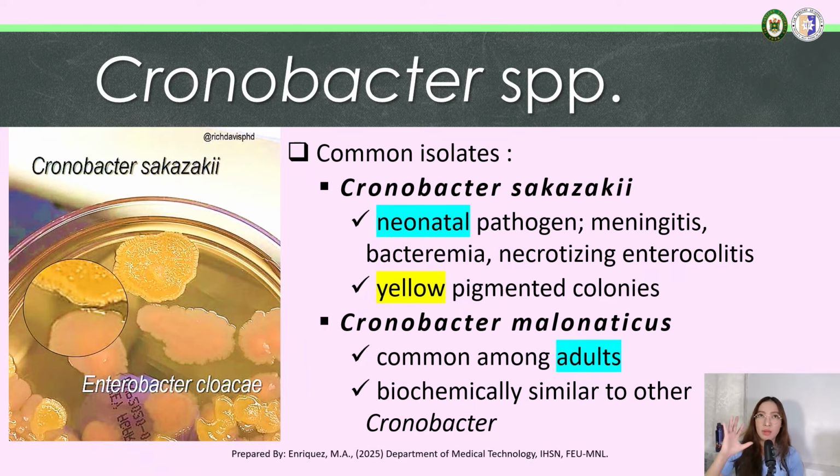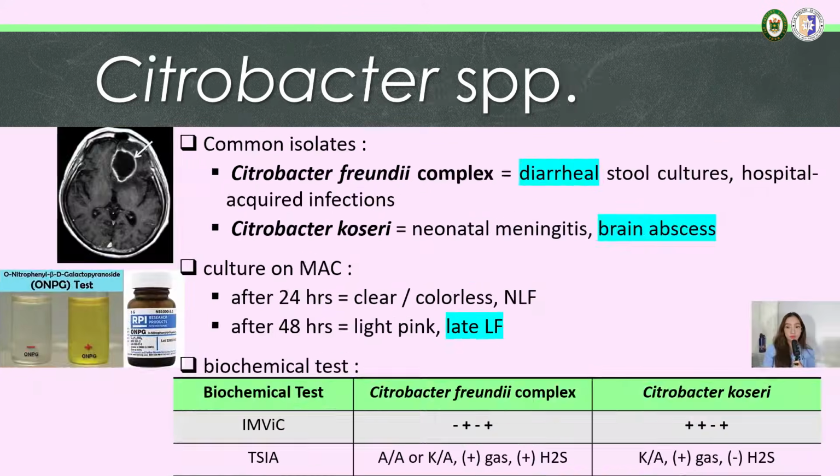But again, with regards to their target demographic or population at risk, mas common na na-observe among neonates ang Cronobacter sakazakii and mas common na na-observe among adults ang Cronobacter malonaticus. And again, if we were to look at their colonies, pag yellow pigmented po, it is Cronobacter sakazakii.